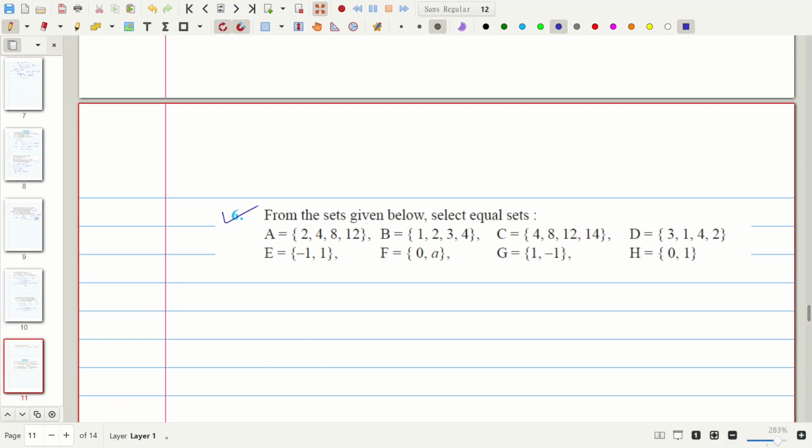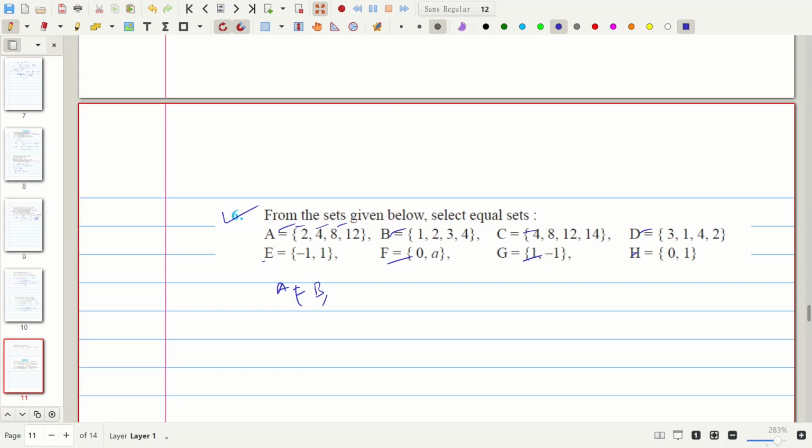Which sets are equal sets? We need to compare all these sets and write which sets are equal and which are not. If we compare A with B, 2 is there, 4 is there, 8 is not there, therefore A is not equal to B.